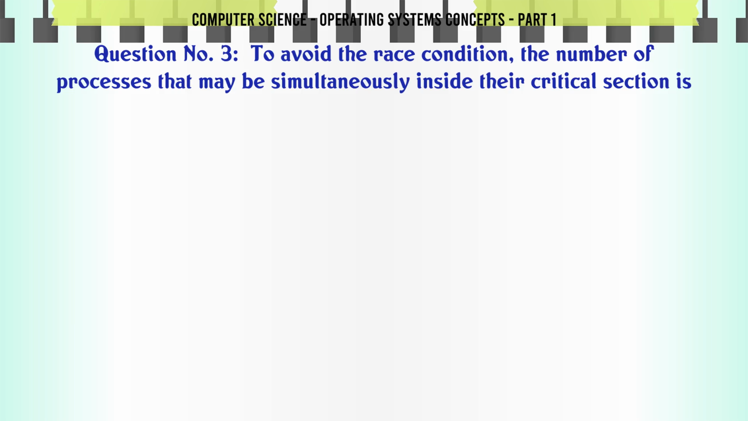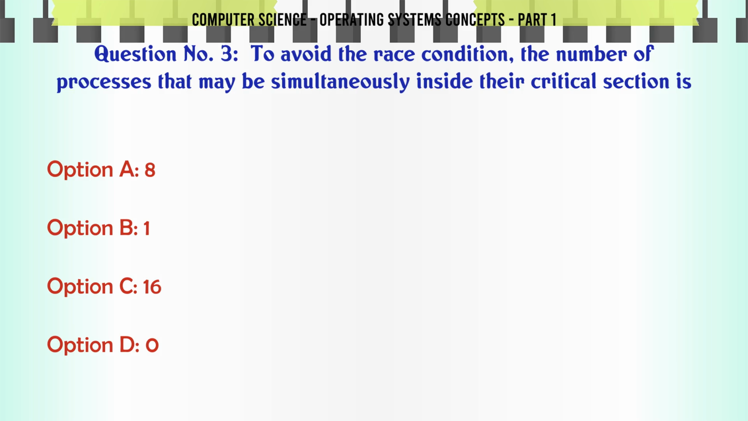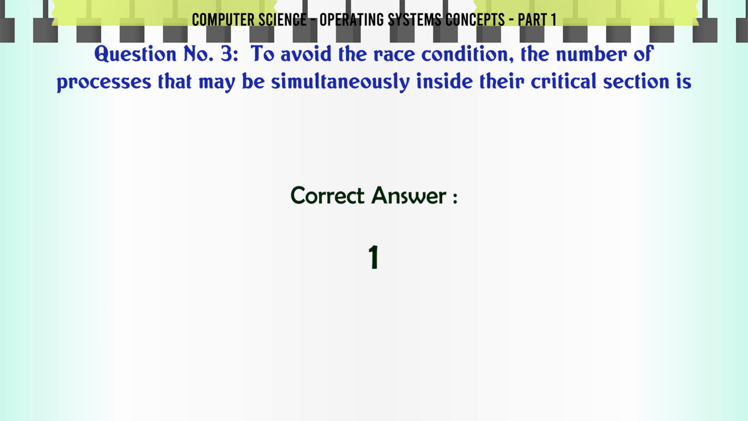To avoid the race condition, the number of processes that may be simultaneously inside their critical section is: A. 8, B. 1, C. 16, D. 0. The correct answer is 1.